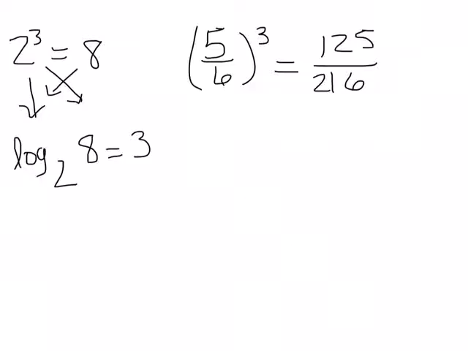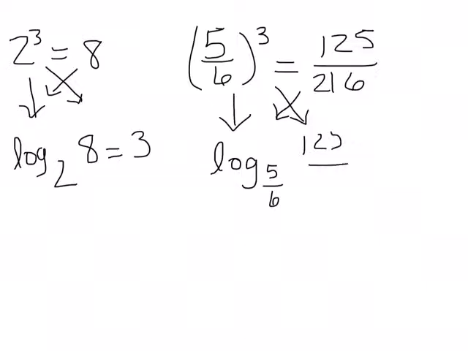So now we're going to use the same concept, and we're going to bring this 5/6 down. We're going to say log of the base 5/6 and then crisscross. So we have 125 over 216, and it equals 3. So 5/6 to what power is 125 over 216? It's the third power. So we end up again with an exponent. This is how we will go from exponential to logarithmic form.